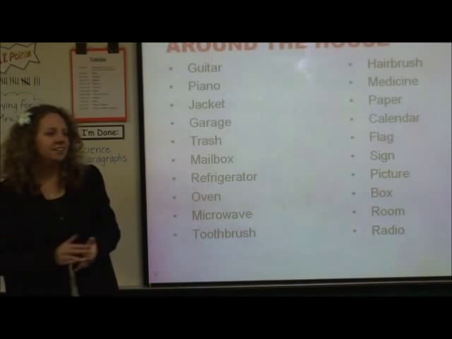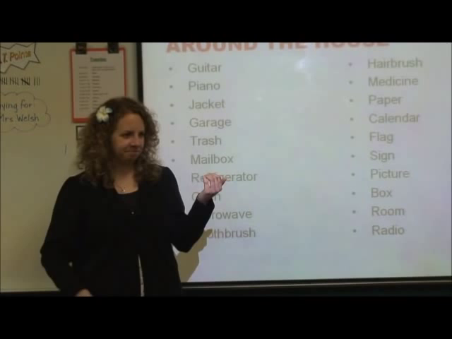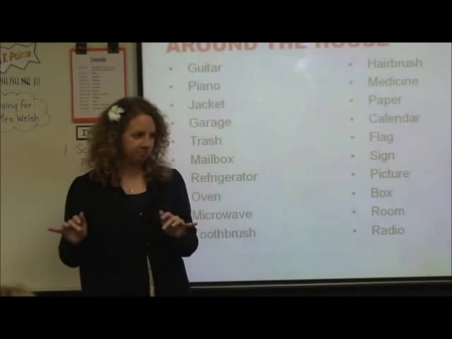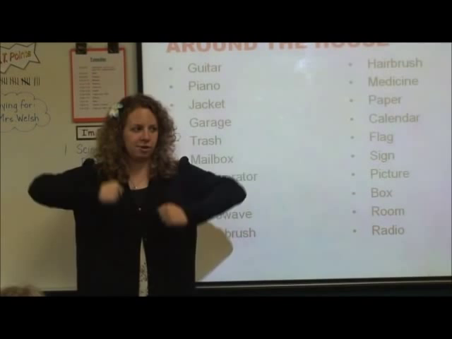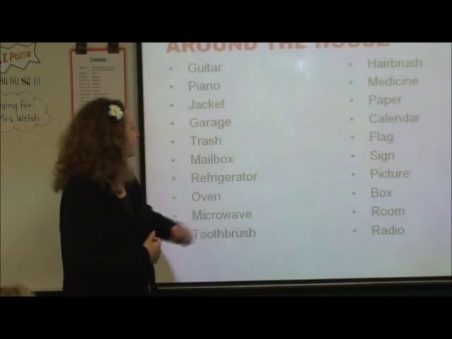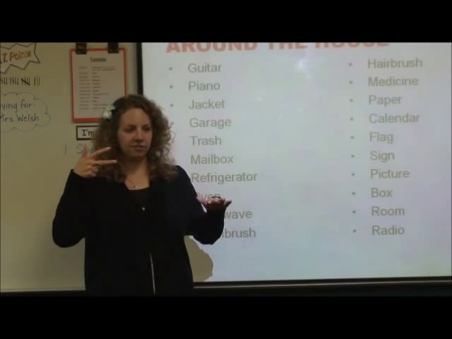Around your house, you might also have a guitar. You just kind of hold a guitar. Guitar. We have piano. We have a jacket. It's kind of like you just put it on your arms and you were pulling it over. Jacket. And then we have the garage. This can be used as a classifier for a car, driving under. Garage.